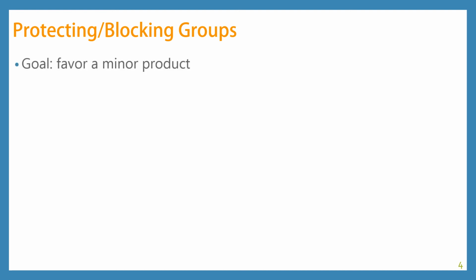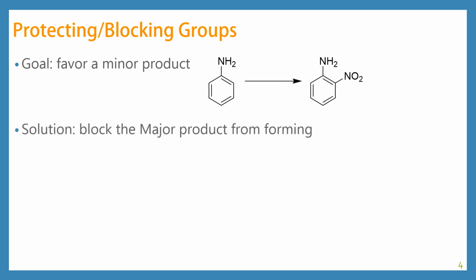Now, what if what we wanted to do was get only the ortho product from the previous synthetic scheme? That's not going to happen, right? Because we got 90% of the para product, and if our goal is to get the ortho product, we just did the most wasteful reaction in the whole world. So the better option here would be to design a synthetic scheme that allows you to favor the formation of your minor product. So we're going to block the major product from forming.